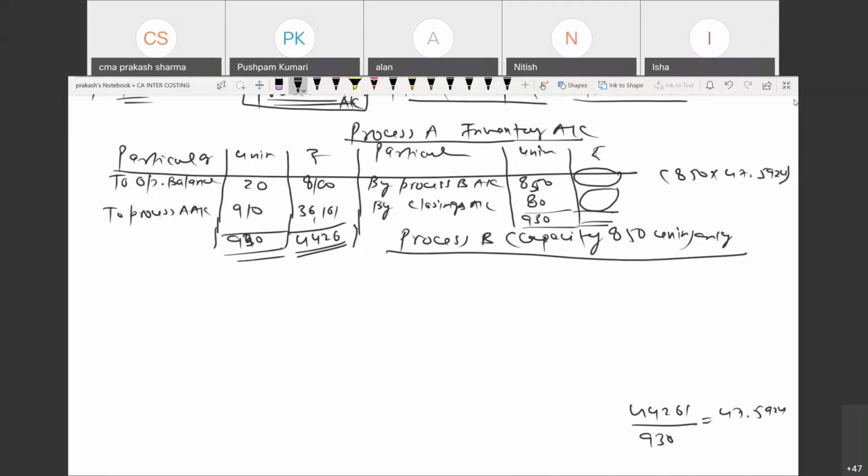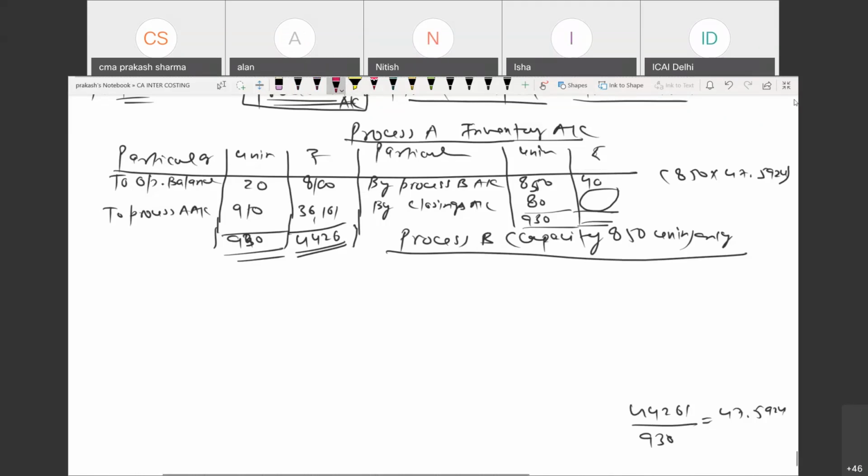So 850 multiplied by 47.5924, the amount becomes 40,453.54. So I should write 40,500, sorry, 40,400 actually. Let me make the correction.